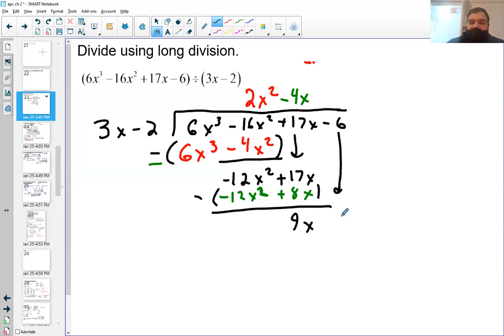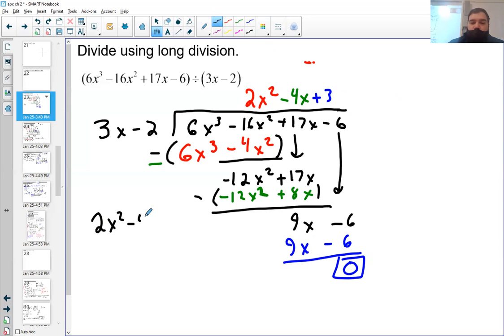We're going to bring down the negative 6. Plus 3. We're going to multiply by plus 3. 9x minus 6 is 0. There's no remainder. Isn't that so nice? It's so pretty. So your final answer.